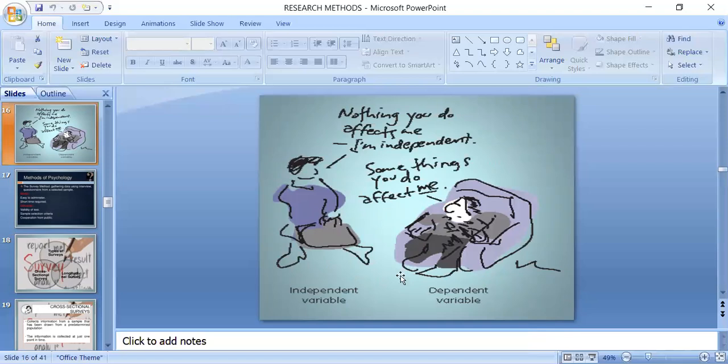So look at the diagram or the image. There are two persons. One is labeled as the independent variable and the other is the dependent variable. The independent variable is saying nothing you do affects me, I am independent. And the dependent variable is saying something you do affects me. So independent and dependent variables are cause and effect. The independent variable is the cause that affects the dependent variable. Clear?